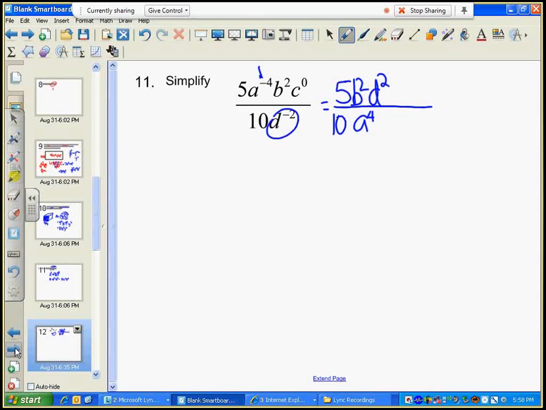One more thing I can do. Simplify my coefficients. That'll become a 1. That'll become a 2. And I end up with b squared d squared over 2 times a to the 4th. My numbers in front, my variables are alphabetized. Good.